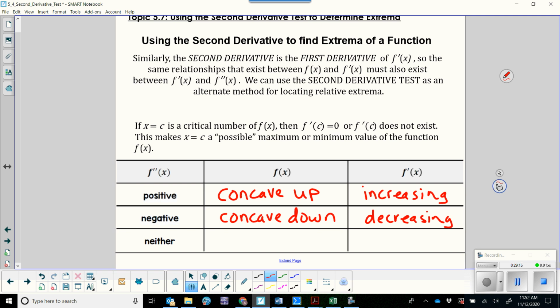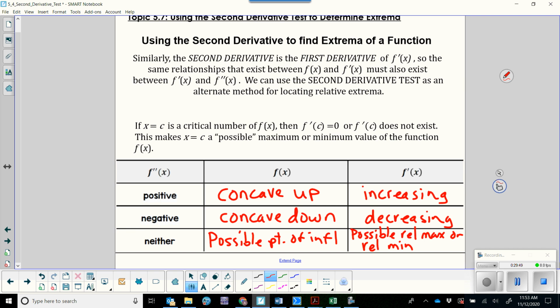If f double prime is neither, we have a possible point of inflection, but we don't know. We'd have to test it. And then if f double prime is not positive or negative, we can have a possible max or min here. Relative max or relative min. Okay? And the reason for that is pretty simple to think about.